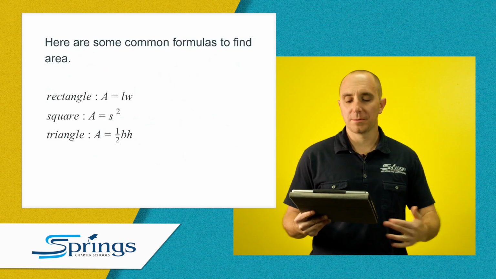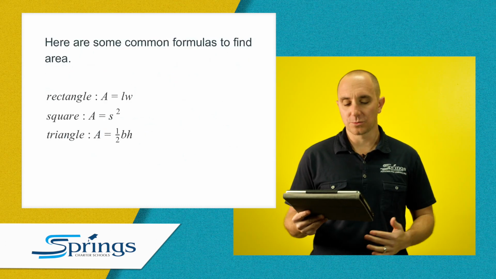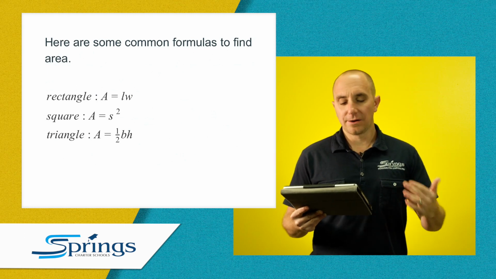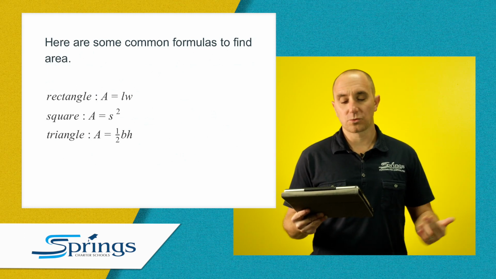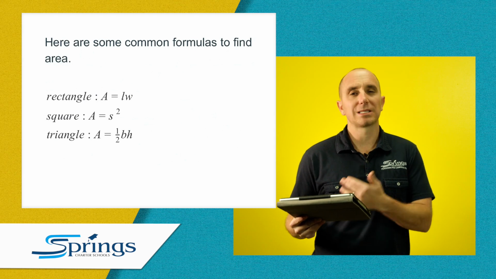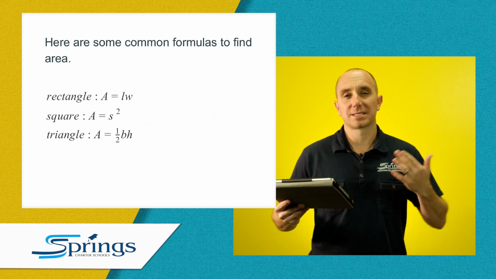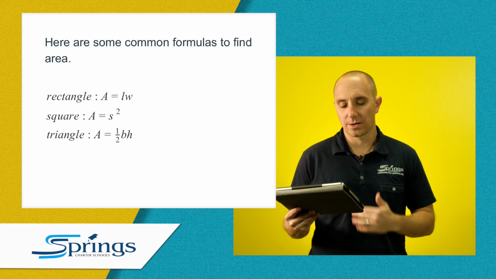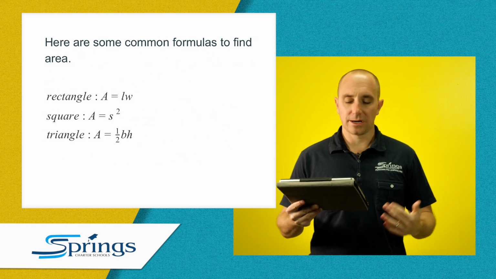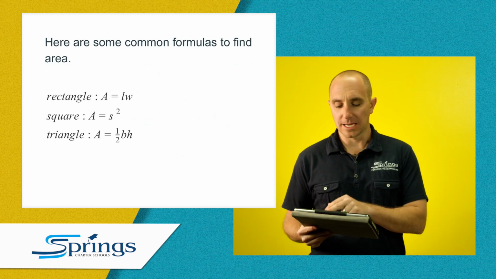Okay, so here are some common formulas to find area. So we have a rectangle, which is area equals length times width. We have a square, which is just side squared, which is really length times width, but the sides are all the same, so it's side squared, s squared. And then we have a triangle, which is area equals 1/2 base times height.